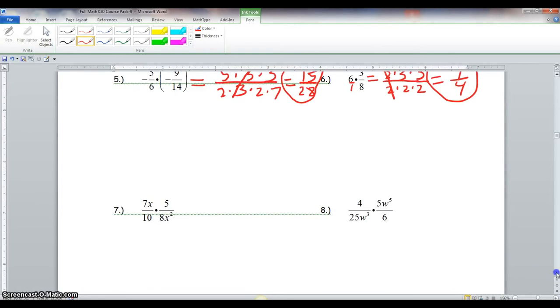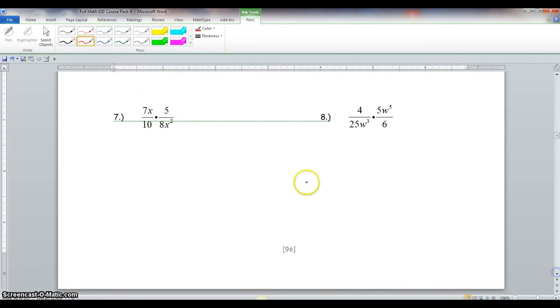Okay, now we go down here to number 7. Now we know 7 is prime. I'm going to write it down here. 7 is prime, and we know 5 is prime. And we'll bring over our x. And our denominator, the prime factorization of 10 is 2 times 5. The prime factorization of 8 is three 2's.